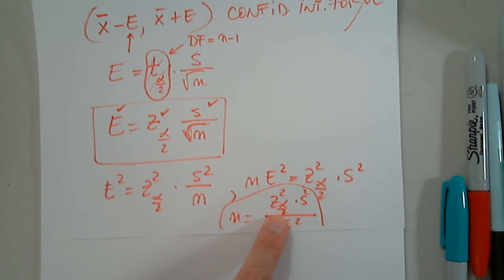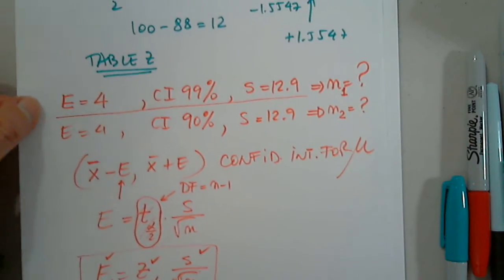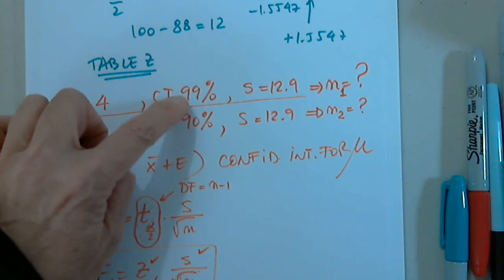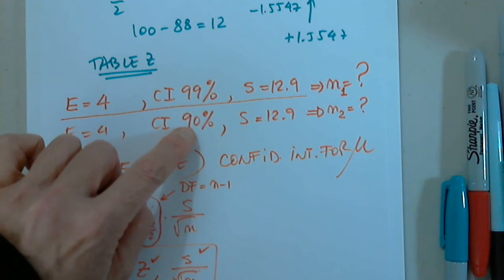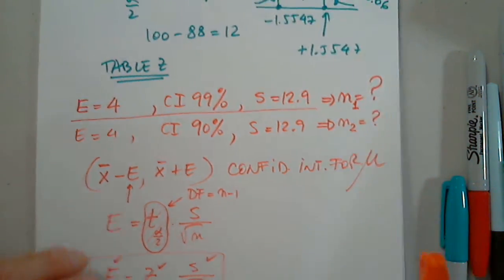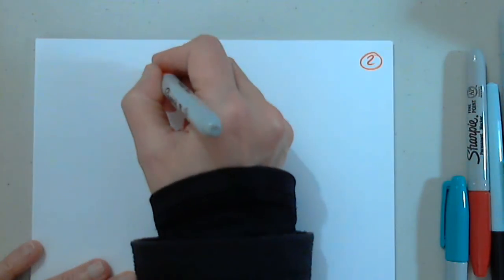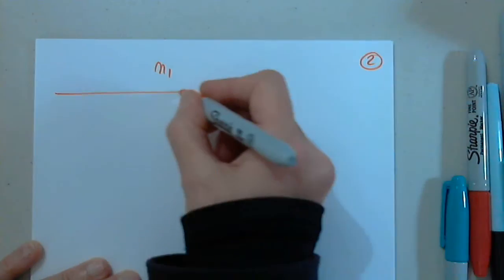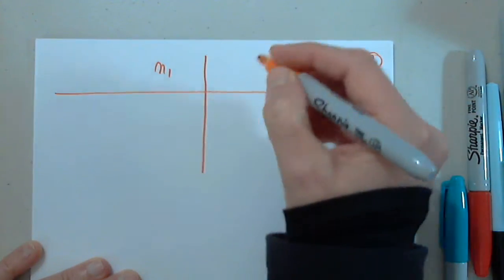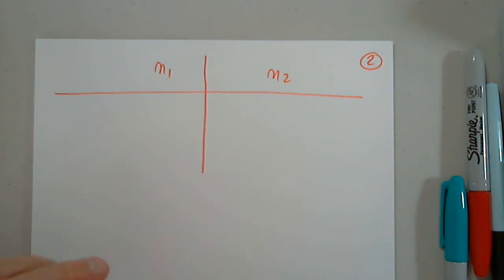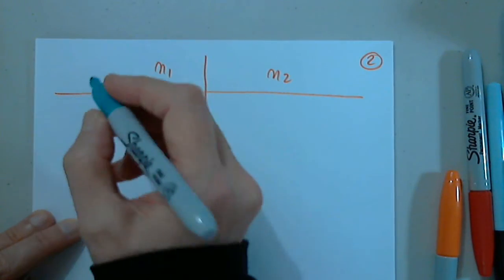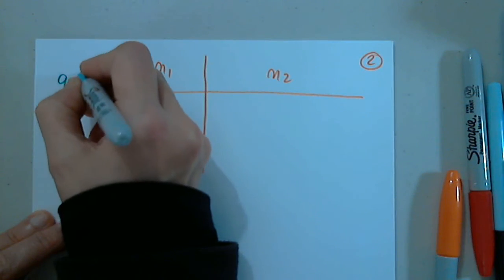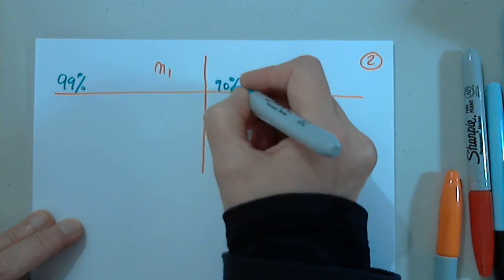First, I have to determine with inv norm what z alpha over 2 is for 99, and then what z alpha over 2 is for 90. So in order to determine n1, stop me if you have questions, please. For n1, and then for n2. So for n1, this is for 99%, and this will be for 90%.